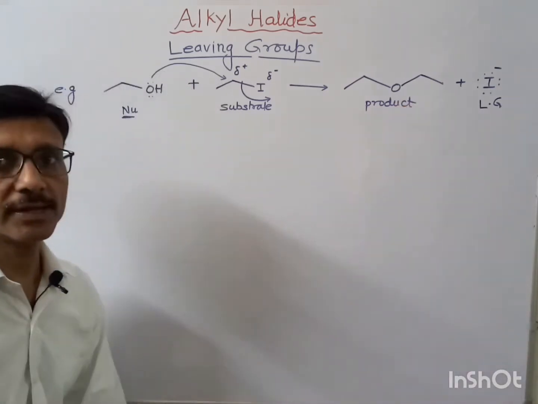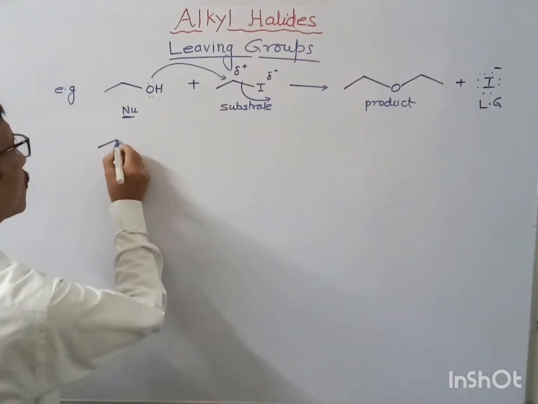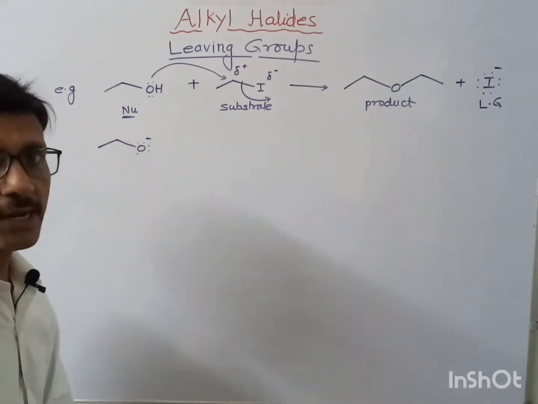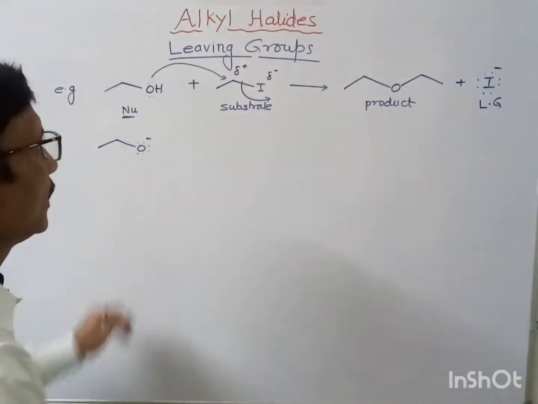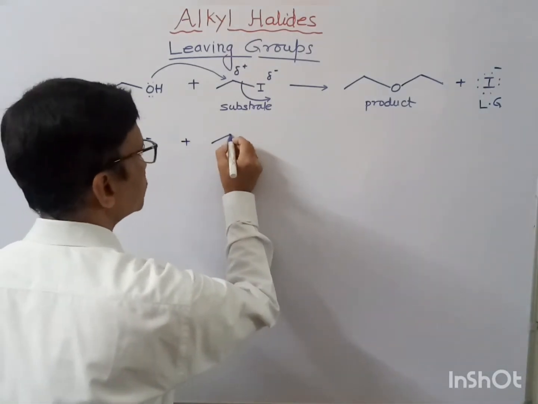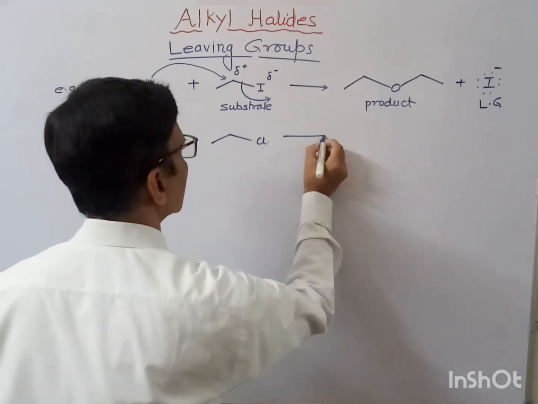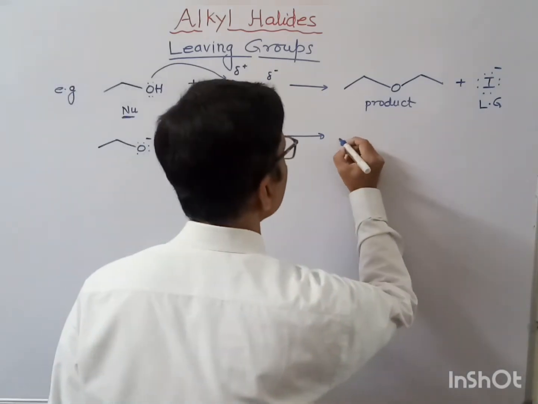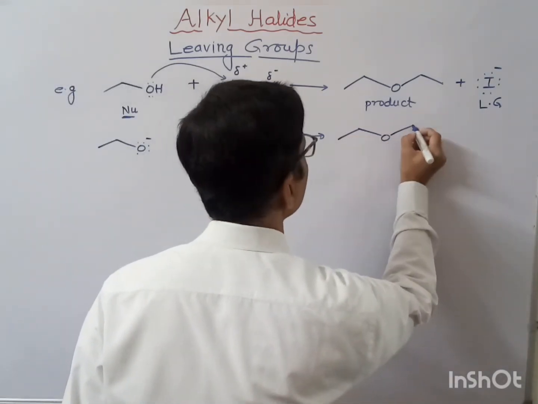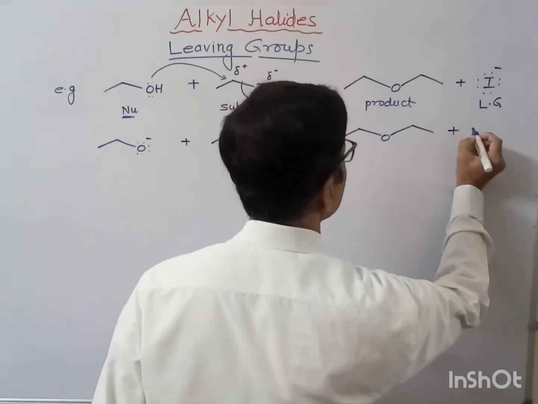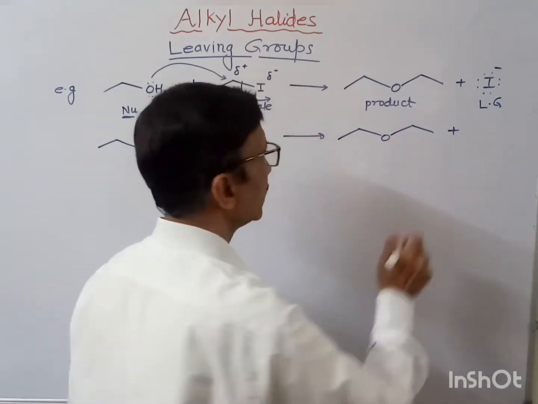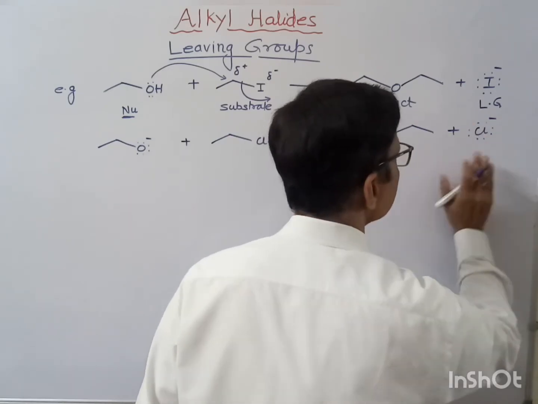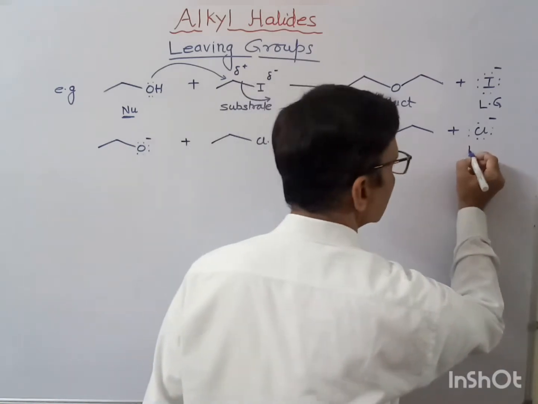In the same way, suppose I have the alkoxide ion, the ethoxide ion. This ethoxide ion will act as a nucleophile, and suppose I have ethyl chloride. Then what would be formed here? Again you will get this ether, and the chloride ion will leave out, and this is one more leaving group.